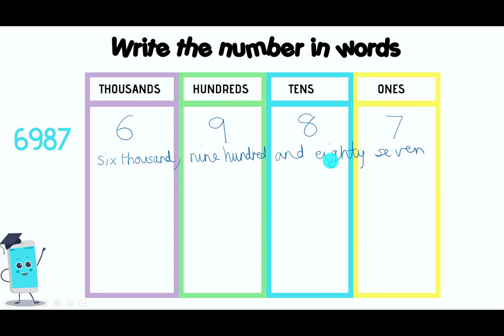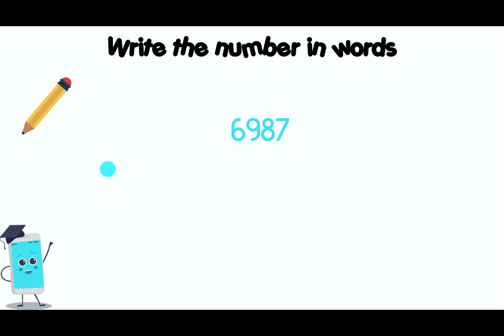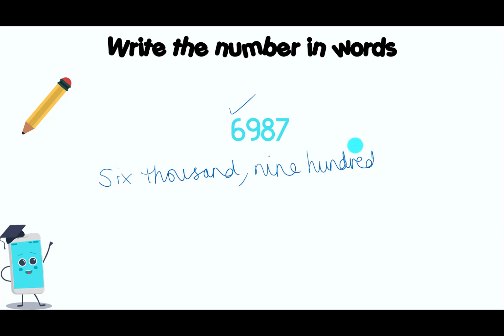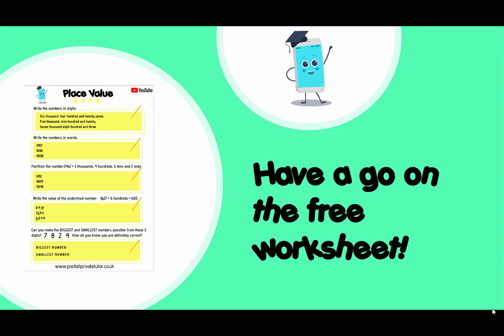900 and then the tens number. So we've got 6,000, comma, 900 and these two are together, 87. So have a go at the activity on your worksheet now, or skip ahead and complete the worksheet at the end.